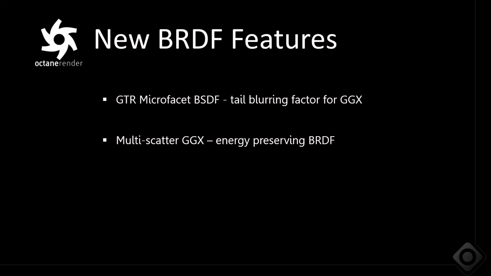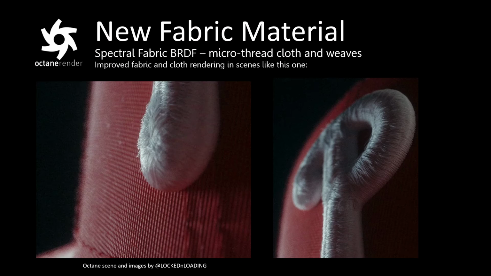In the material and shading system, we're adding 3 new BRDF models. One of them is an improved multi-scatter GGX, which will be energy preserving. Currently, the default BRDF, which we've had in Octane forever, is energy preserving. The GGX one isn't. Again, speed is key here, but we have a solution that makes multi-scatter GGX work just as fast as it does now. We're adding a tail blurring factor in the GGX shader as well. And then we have a whole new BRDF that's going to be used for fabric materials.